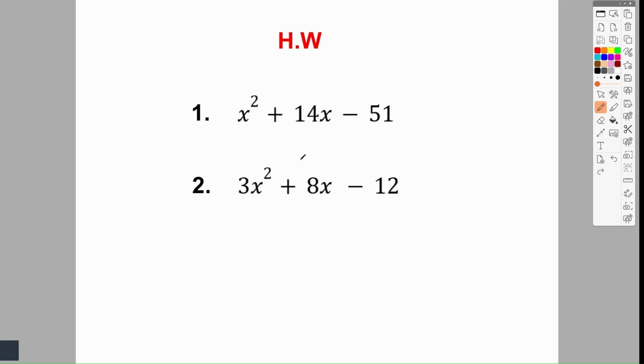Now try to factorize these two quadratics by yourself, and you can always show me your answers in the comments. That will be the end of this video.